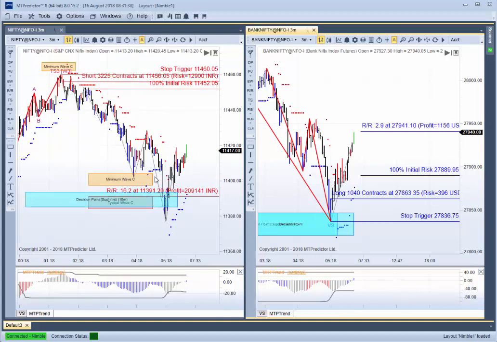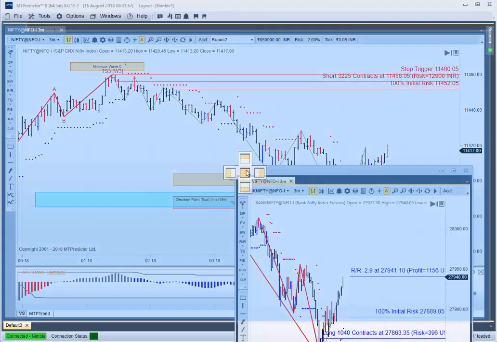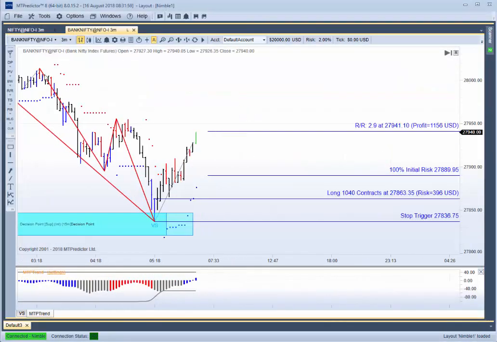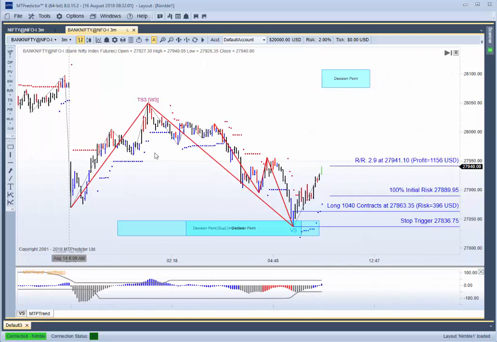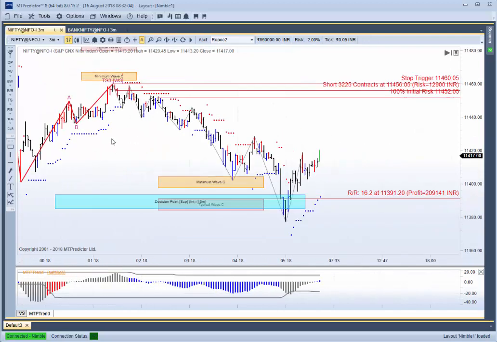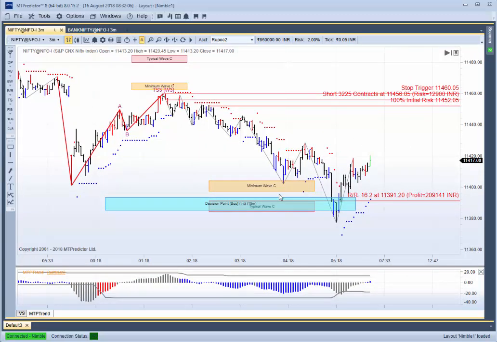So a good example of a lovely trade on the Nifty, and showing how you could have managed it using the higher time frame support and resistance, in this case support, and also how the Bank Nifty, again coming in at 15-minute DP support, would have helped nail the low there as well. So some good examples of using MTPredictor on the Indian markets, on the Bank Nifty, and in particular this lovely short trade we had here on the Nifty, which was today, August the 16th.